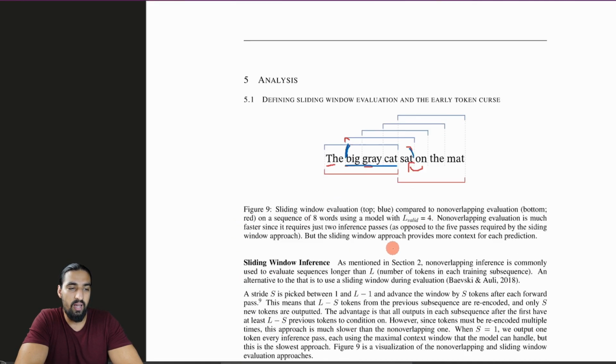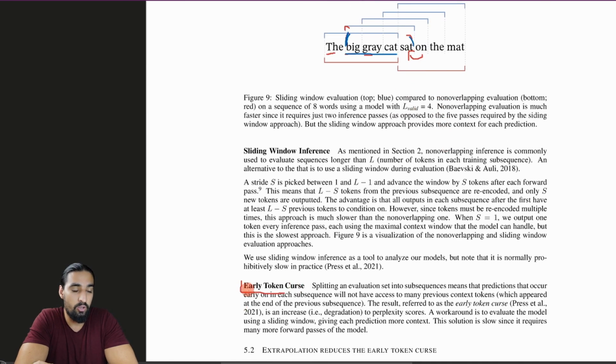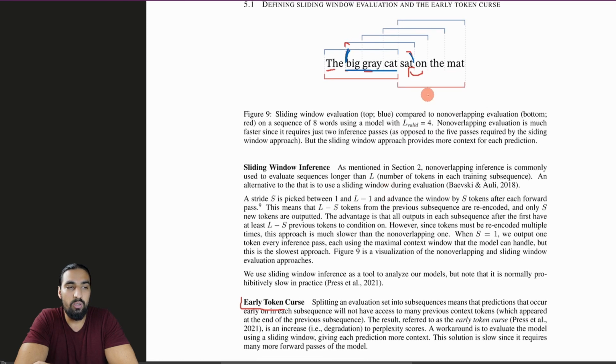So that means that, as you saw here, when you're doing these non-overlapping inference, the early tokens have less context by the very nature of a sequence than the later tokens. So that's called the early token curse. And one of the ways you can deal with it is using the sliding window approach, whereas only a couple of initial tokens will have that problem of lack of context.